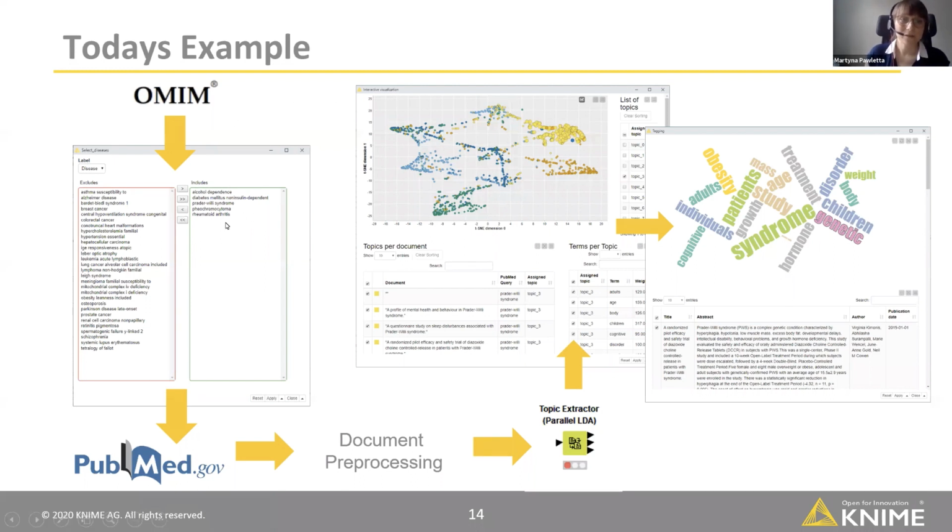And from this list, we select some diseases. Based on the selection, we will create a PubMed query that then automatically will gather the data. We will create a corpus and do some pre-processing in order to be able to run the topic extractor model. Finally, we will create some interactive views and visualizations and look a bit into the results. So we will investigate the terms and the topics and see how good our model is.